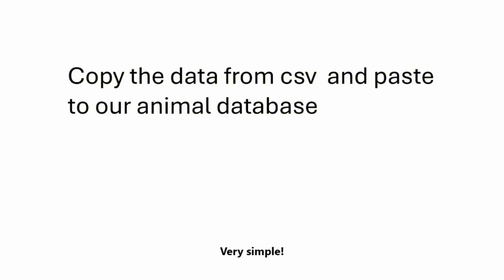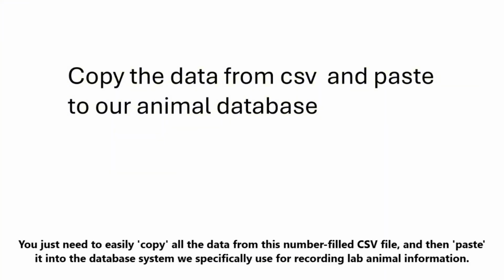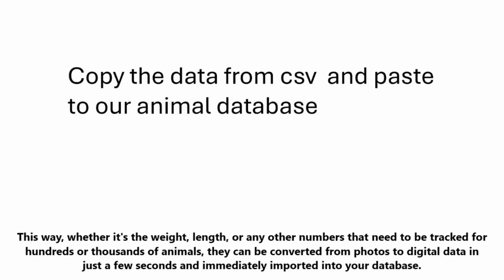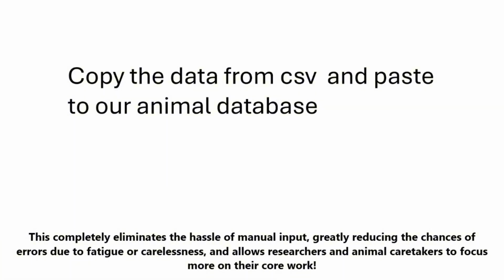So what's next? Very simple. You just need to easily copy all the data from this number-filled CSV file, and then paste it into the database system we specifically use for recording lab animal information. This way, whether it's the weight, length, or any other numbers that need to be tracked for hundreds or thousands of animals, they can be converted from photos to digital data in just a few seconds and immediately imported into your database. This completely eliminates the hassle of manual input, greatly reducing the chances of errors due to fatigue or carelessness, and allows researchers and animal caretakers to focus more on their core work.